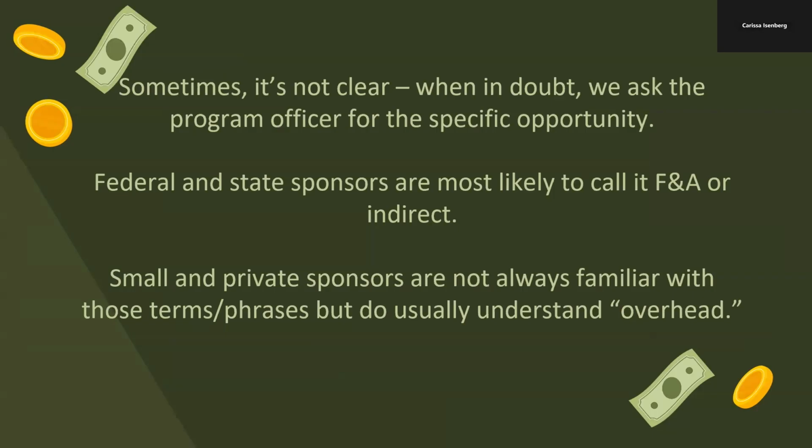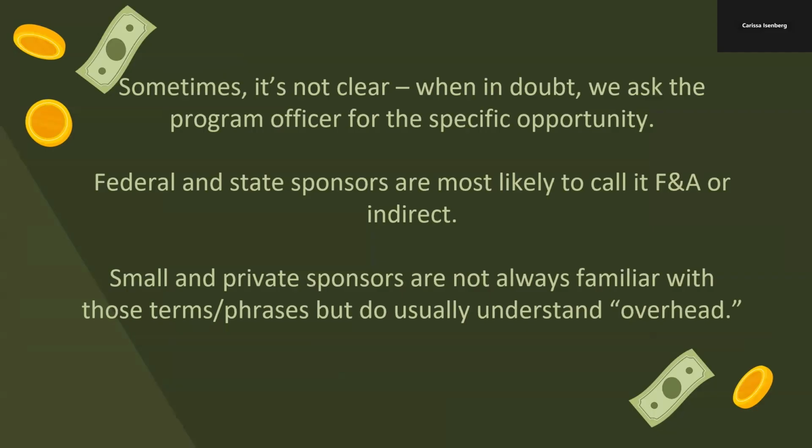And sometimes, especially for smaller or newer funders, it's not clear. And in those cases, we would reach out to the program officer, either our office or the principal investigator, if they have that relationship or they've already been talking to them. We would ask. It's good to build that relationship and also have that clarity.